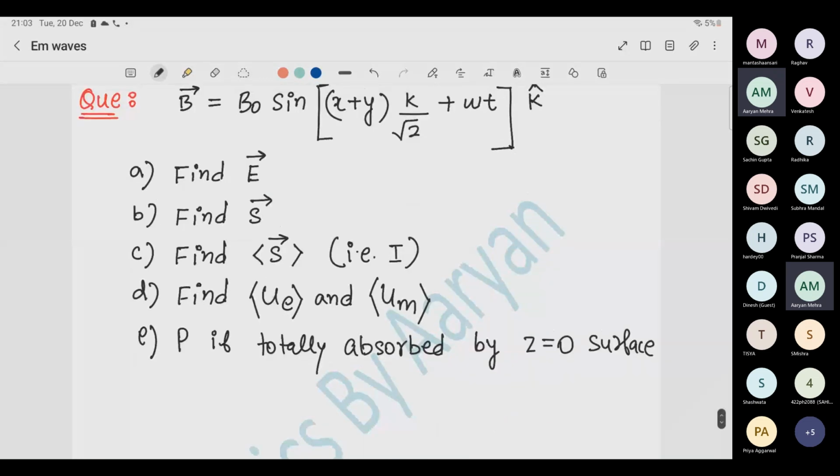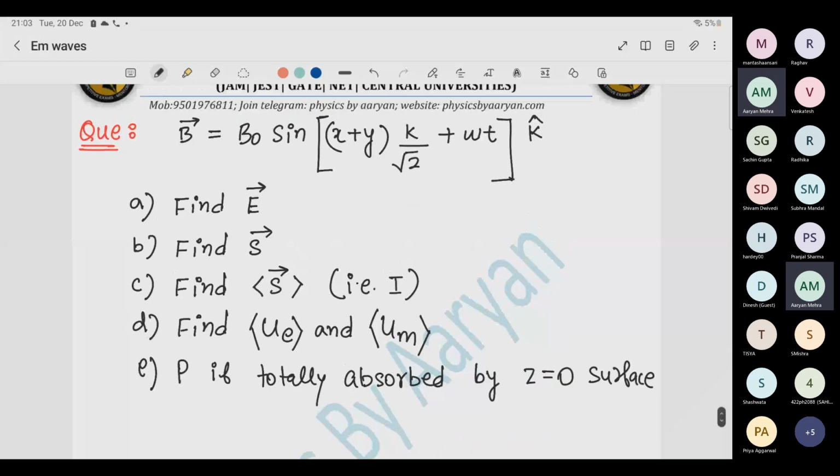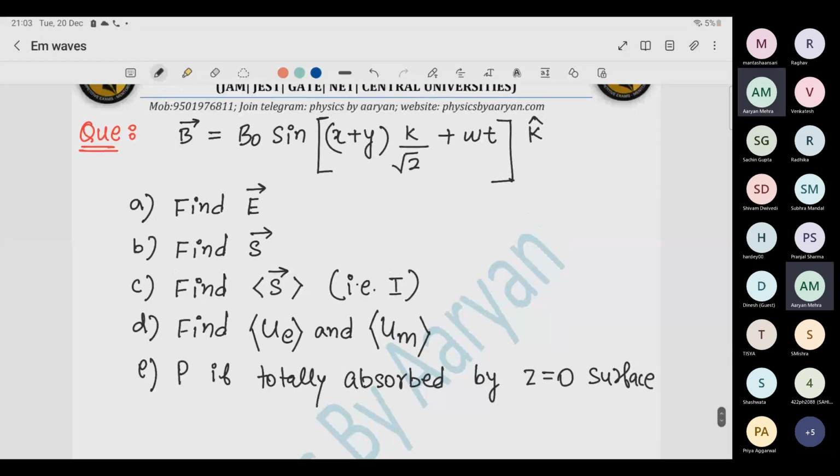Before I conclude today's class, I want to give you one small homework, which you can take a screenshot of. That's very important. I have given you the magnetic field and I want you to find these 5 things. If you do that, you have a good grasp of EM wave now.